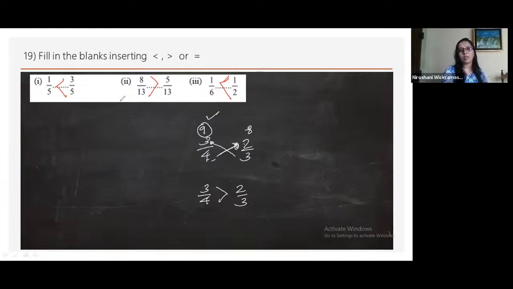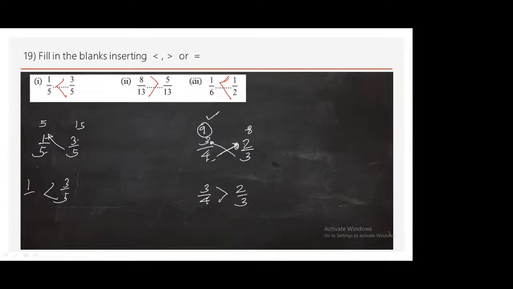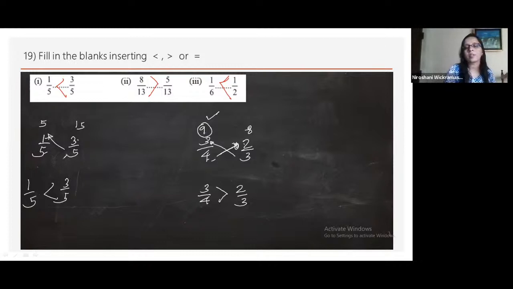Another one we will do. Now even this one, 1/5, 3/5. No need to do it like this, but to understand, I am explaining. This is 5. 5 times 3, 15. So this one is greater, right? Then 3/5 is greater than 1/5. Like this way also, you can get the answer if you forget the concept.